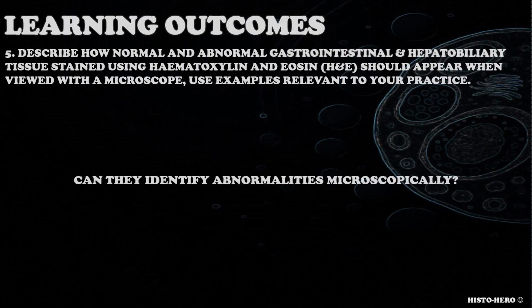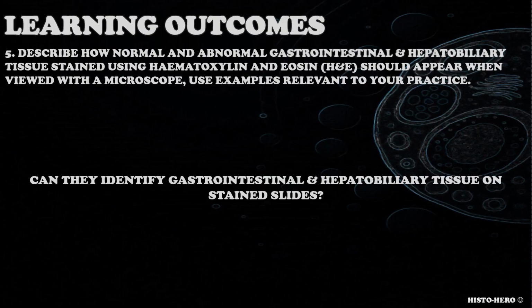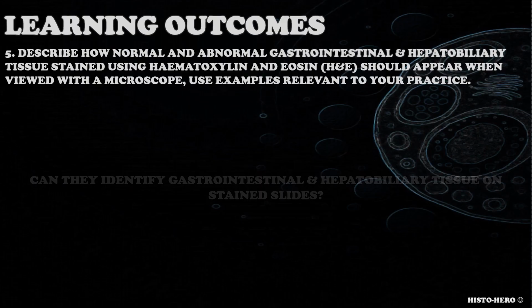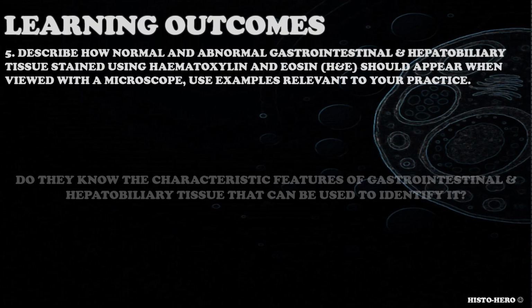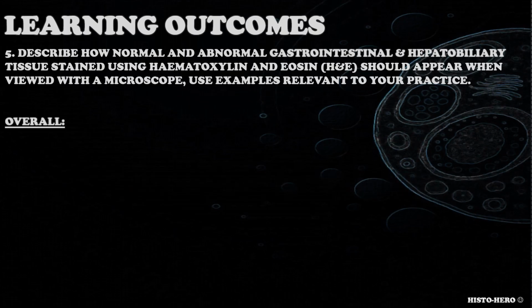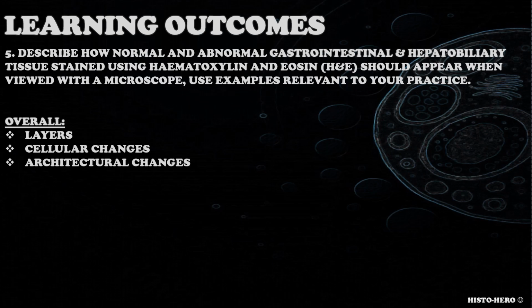Can they identify abnormalities microscopically? Can they identify gastrointestinal and hepatobiliary tissue on stained slides? Do they know the characteristic features that can be used to identify it? Overall, the candidate could consider layers like mucosa, submucosa, muscularis externa, serosa, adventitia, cellular changes, architectural changes, cell organization, and special features for each GI organ.